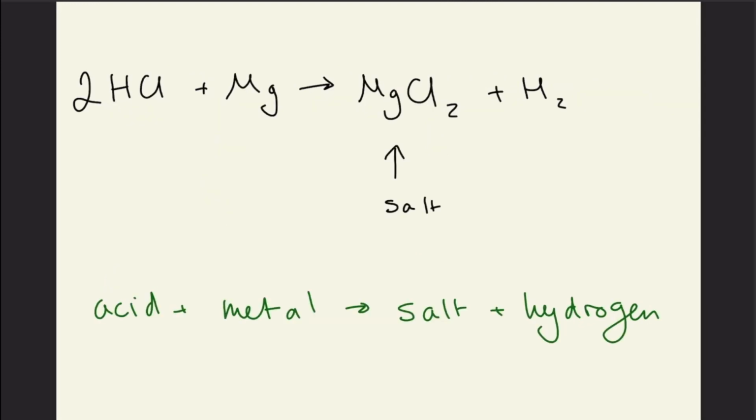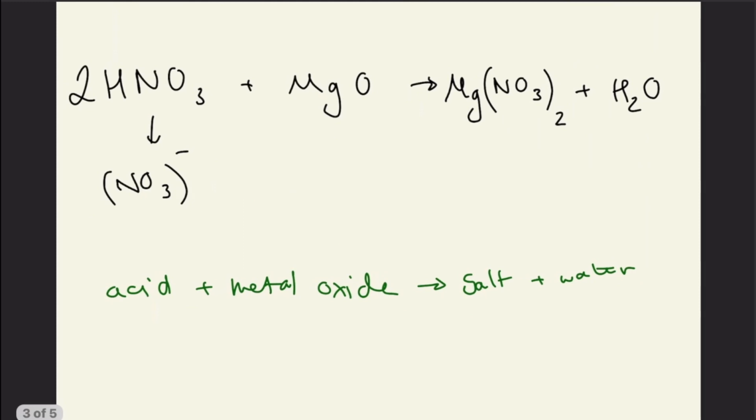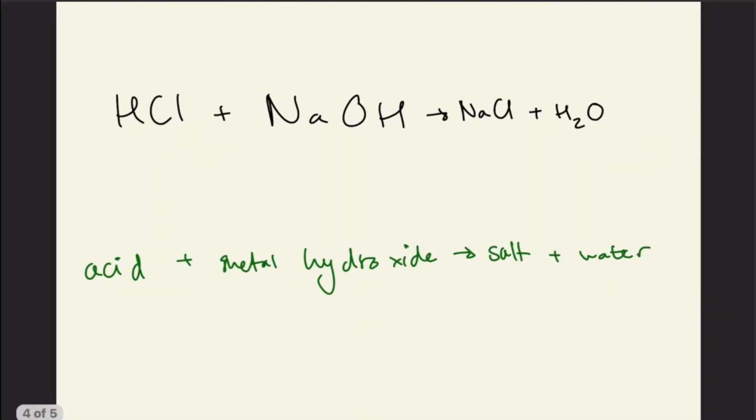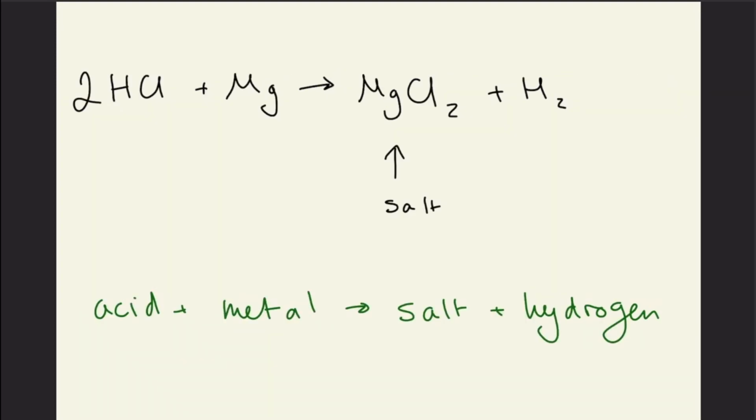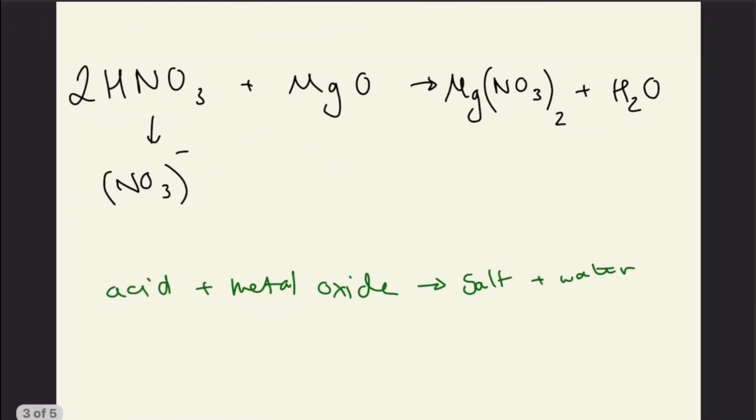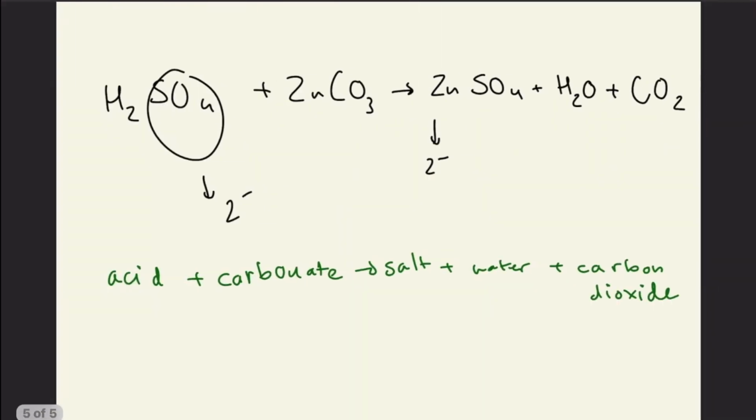So, if you look, these are our 4 generalized acid reactions. Acid and metal, which gives you salt and hydrogen. Acid and metal oxide, which gives us salt and water. Acid and metal hydroxide, which gives us also salt and water. And acid and carbonate, which gives us salt, water, and carbon dioxide. Now these were almost all of the acid reactions possible with metal, and I challenge you to spot the one that actually involves neutralization. Have a little think and then come back.